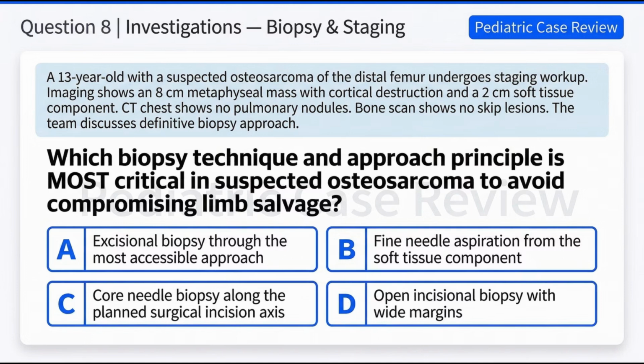Which biopsy technique and approach principle is most critical in suspected osteosarcoma to avoid compromising limb salvage? Option A, excisional biopsy through the most accessible approach. Option B, fine needle aspiration from the soft tissue component. Option C, core needle biopsy along the planned surgical incision axis. Option D, open incisional biopsy with wide margins.